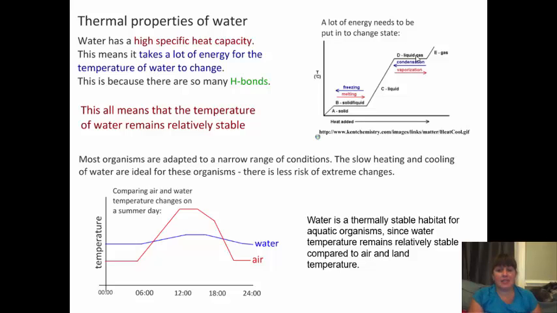Water can also be a thermally stable habitat for aquatic organisms since the water temperature remains relatively stable compared to either land or air temperature. And you can see that here in the graph. The water temperature over time remains pretty constant with a slight fluctuation in the midpoint of the day, but the air temperature increases and decreases greatly.